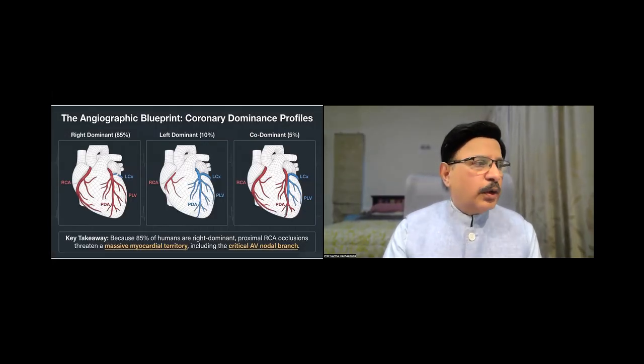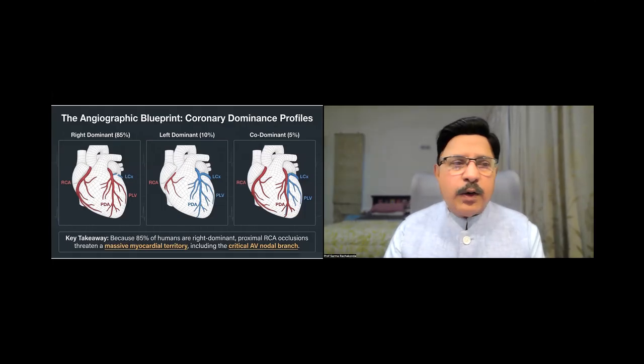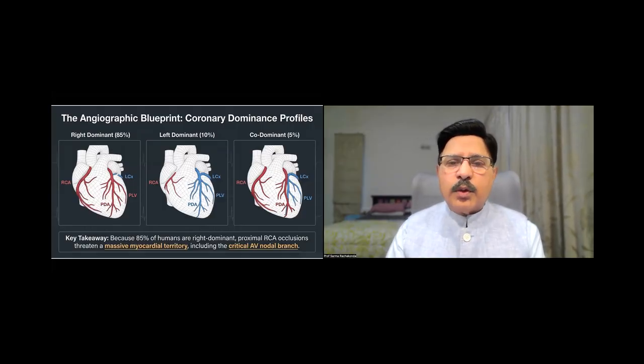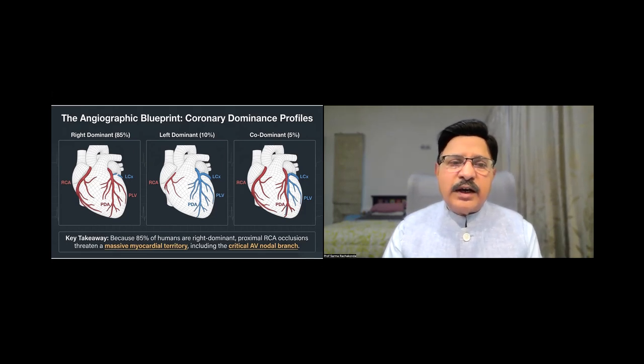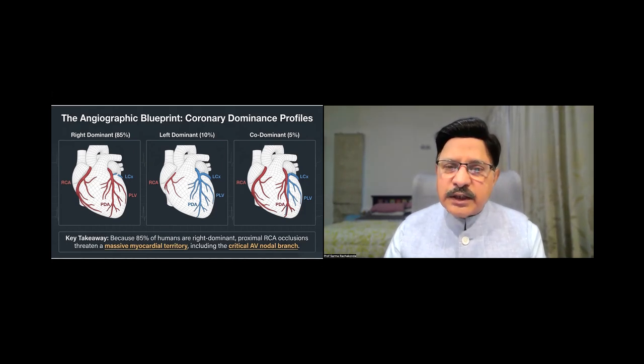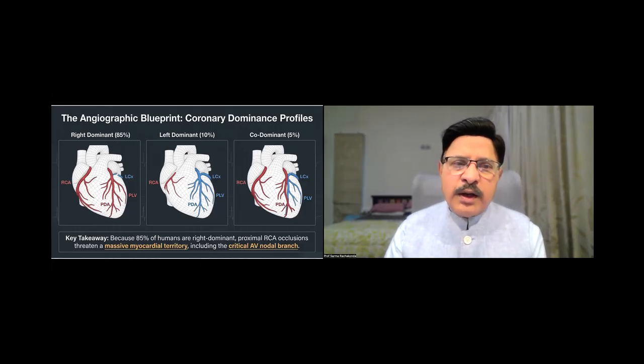Now, the angiographic blueprint and coronary dominance profiles. Right dominant 85%, left dominant 10%, co-dominant 5%. We are not talking about LAD. LAD is the main vessel for all people. Between the two remaining vessels, RCA and LCX, is it LCX dominant or RCA dominant?